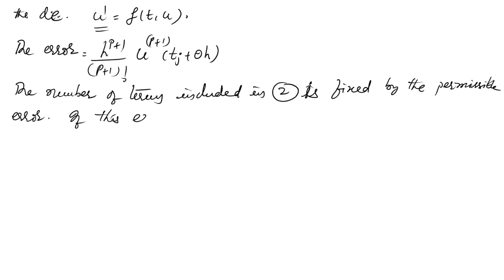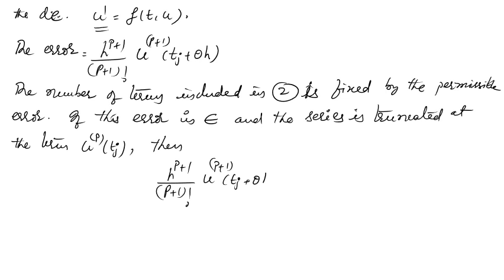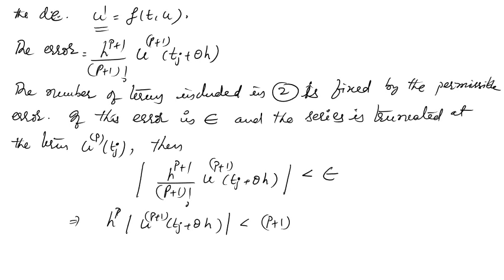If this error is epsilon, I'm taking permissible error as epsilon, and the series is truncated. Truncated means cut, cut at the term up to pth order derivative. That means Taylor series of order p only. Then what is this error? h to the power of p plus 1 by p plus 1 factorial, u to the p plus 1 of tj plus theta h, modulus is less than epsilon. This is the maximum error. So this implies h to the power of p, modulus of this derivative at tj plus theta h, is less than or equal to p plus 1 factorial into epsilon, isn't it, right?